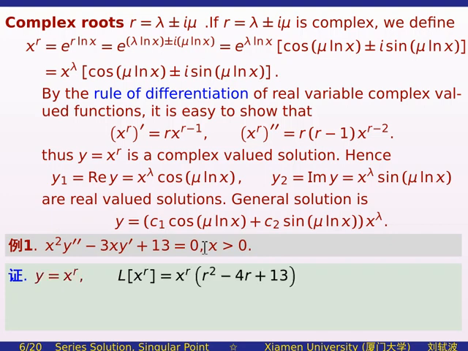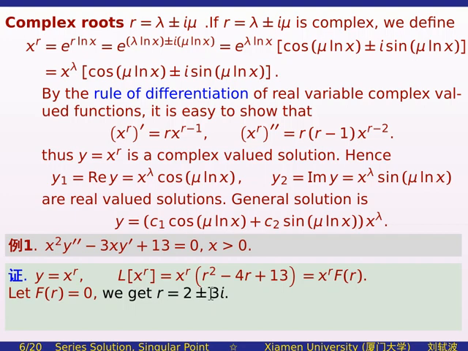Then direct computation tells us that applying the differential operator L to x^r, we will get x^r times (r squared minus 4r plus 13). Here, this polynomial of order 2 is our capital F(r). And we need to find the roots of capital F. Okay, so letting F(r) equal 0, we will see that r is 2 plus 3i or 2 minus 3i. So this is the case that we have complex roots.